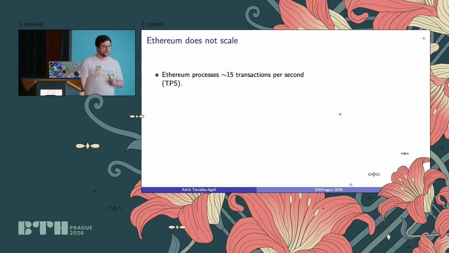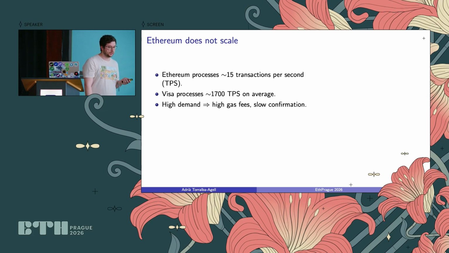The motivation. Why do we need this study? Ethereum was not scaling properly, and years ago, Ethereum was really slow and was not competitive enough with traditional payment systems, let's say Visa, which processes way more transactions per second on average. When Ethereum got congested, we had a problem because with high demand come high gas fees and slow confirmation times.